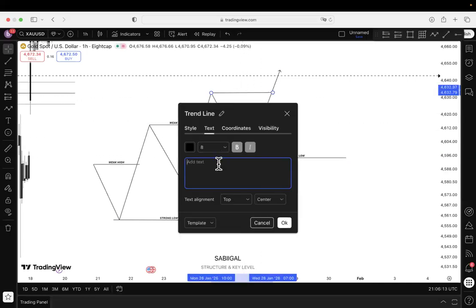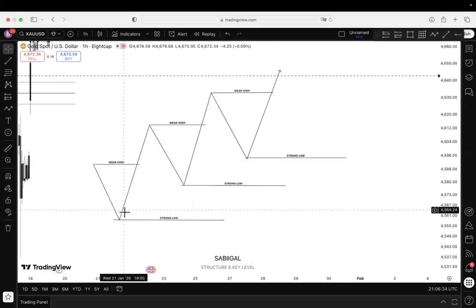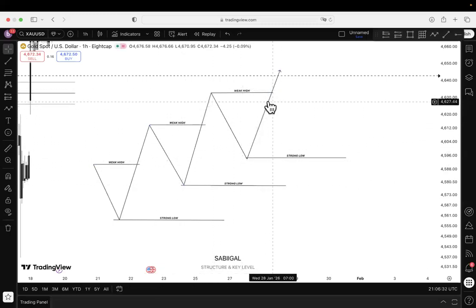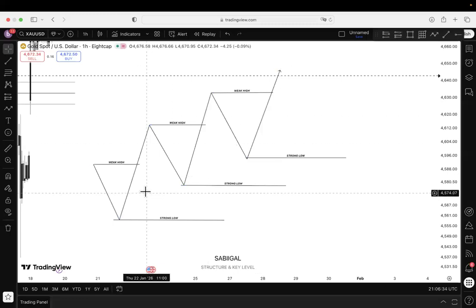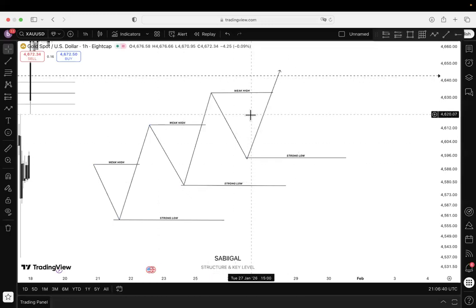Now I'm going to explain again why this is a weak high and why these are strong lows. Now, this is a strong low because it took out this high. This is a strong low because it took out this high. This is a strong low because it took out this high. And now this is a weak high because it got taken out. And these people that took them out are considered as being strong.